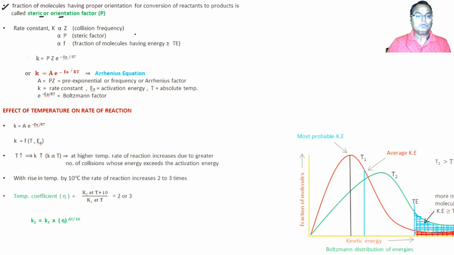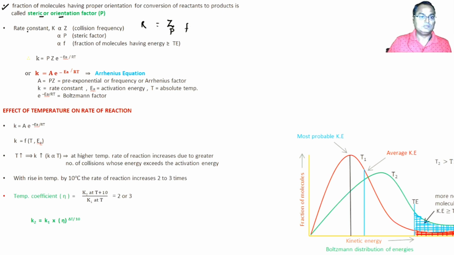So overall we see that the rate of reaction depends upon three factors. First, the collision frequency, which is represented by Z. Second, the steric factor P, the fraction of molecules having proper orientation and which perform effective collisions. And third, F, the fraction of molecules having energy greater than or equal to threshold energy. It means the molecules which satisfy the energy criteria, right?